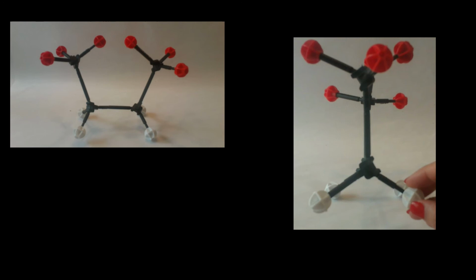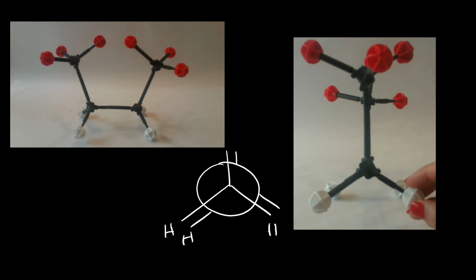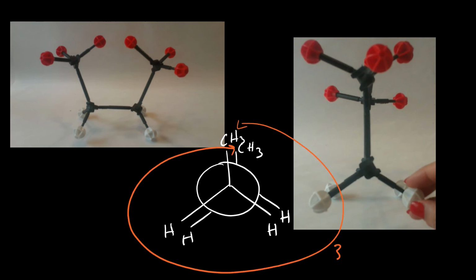Finally, we get right back to where we started from, and we have the eclipsed conformation like this, with the methyl groups eclipsing one another. But this time we are saying that the dihedral angle is 360 because we want to track it that way.